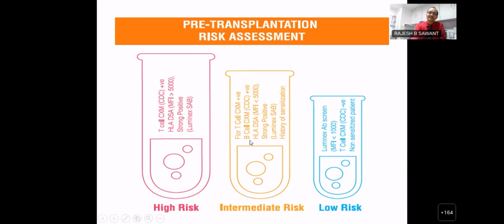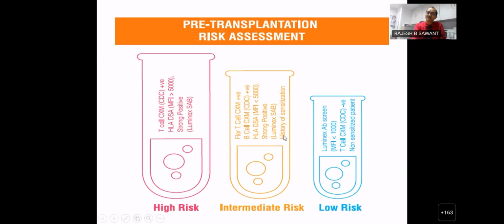You come to the next category where you have T cell cross match as positive, maybe about 35% to 50%. The B cell cross match may be positive or negative. The HLA donor specific antibody MFI value is now positive and less than 5000, so it is anywhere between 1000 to 5000. And the Luminex single antigen bead may be indicated in this case, and you may find a donor specific antibody in that case.